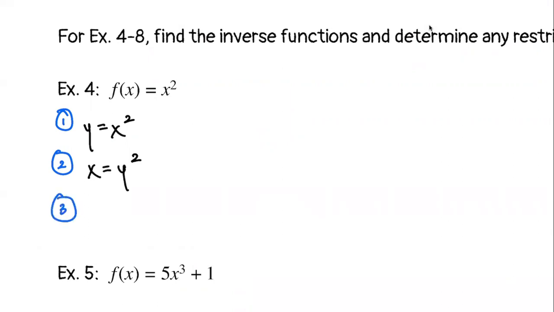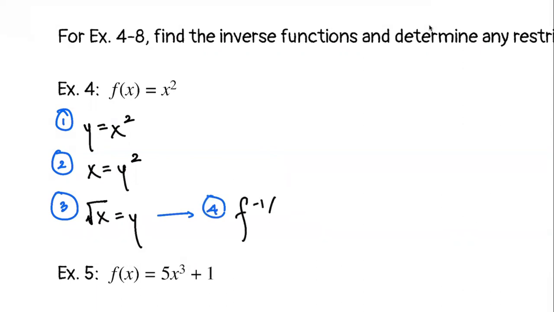Our third step is that we're going to solve for y. So how do I get this y all by itself? Well, I'm going to take the square root of both sides. So I'll get square root of x equals y. And this very last step here, we're going to rename y as f^-1 of x equals the square root of x. All right. So that's how we follow those 4 steps to find our inverse function.